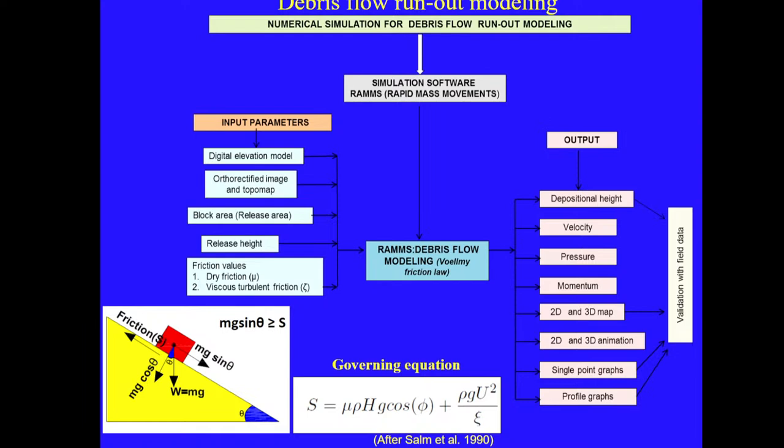In this kind of model, anything above 10 meter spatial resolution of DEM, the results that finally come out from the software are not good. From our experience, we can tell that anything less than 10 meter spatial resolution will be perfectly okay. Then you need some ortho-rectified images, topo maps, just to see the source area.